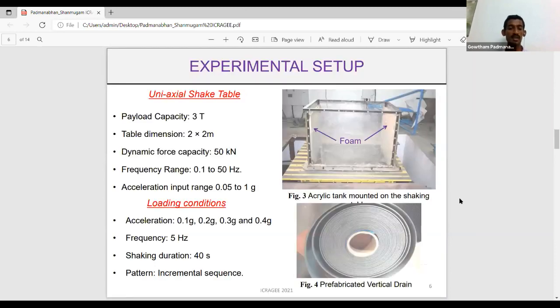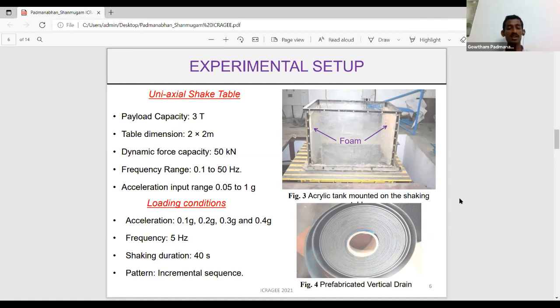Coming to the experimental setup, the experiments are carried out using a uniaxial shake table available at CBRI Roorkee. It is controlled by a digital data acquisition system which can accept frequency up to 50 Hz and acceleration up to 1 g. A transparent container of dimension 1.4 meter by 1 meter by 1 meter was mounted over the shake table to prepare the sand bed. Polyurethane foam of 5 centimeter thickness has been placed on both sides in the shaking direction to weaken the boundary effects.